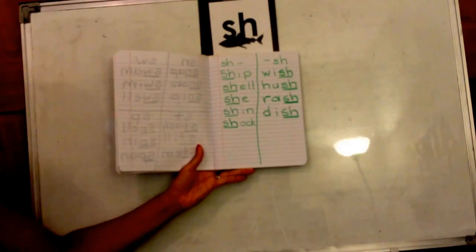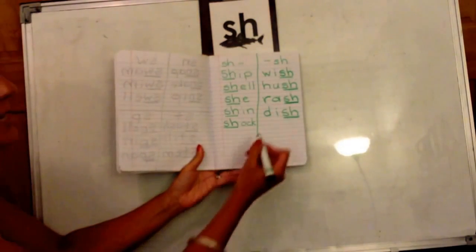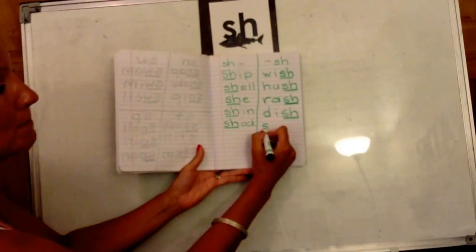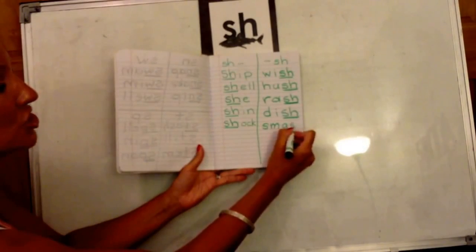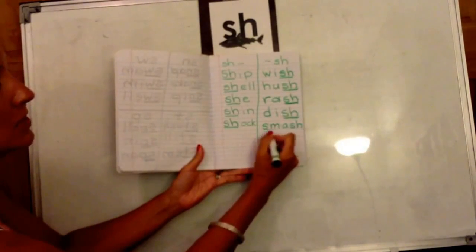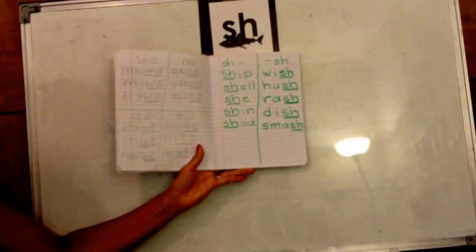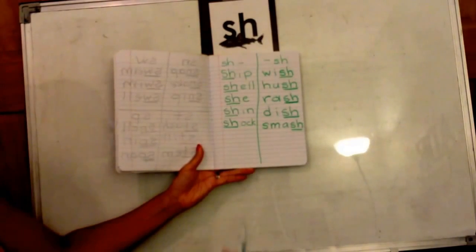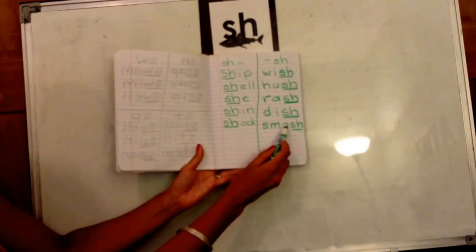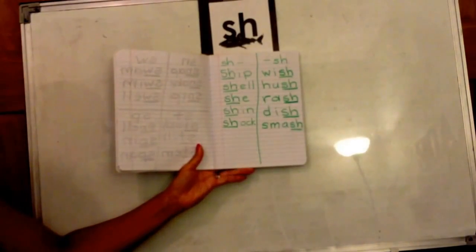Another word that has SH at the end is the word smash. So when I say this slowly, I hear sm, S-M, ash, smash. And I'm going to underline SH because that's where I hear it at the end of the word. Go ahead and write smash in your word study notebook, S-M-A-S-H, and underline S-H.